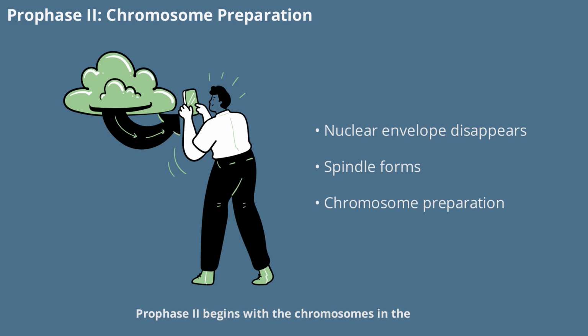Prophase II begins with the chromosomes in the haploid cells, preparing for another round of division. The nuclear envelope disappears, and the spindle apparatus forms. This stage sets the groundwork for the accurate separation of chromatids in the subsequent phases.